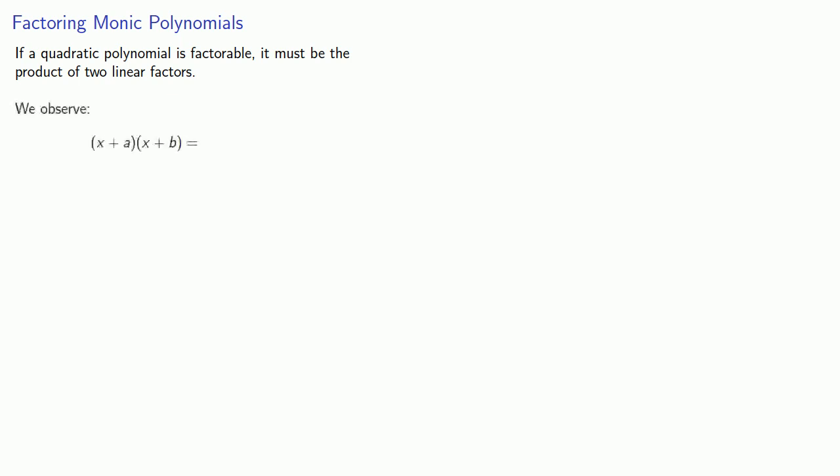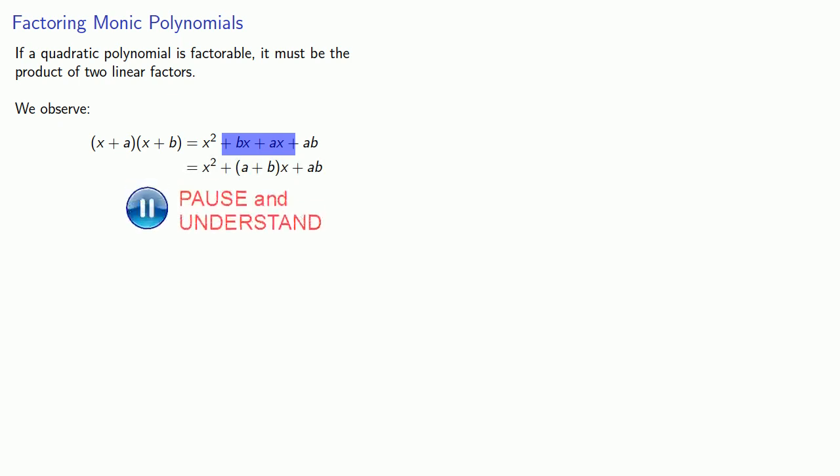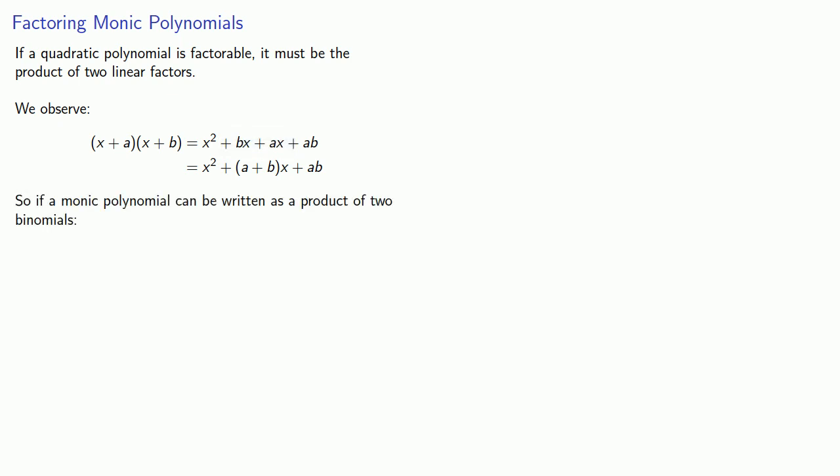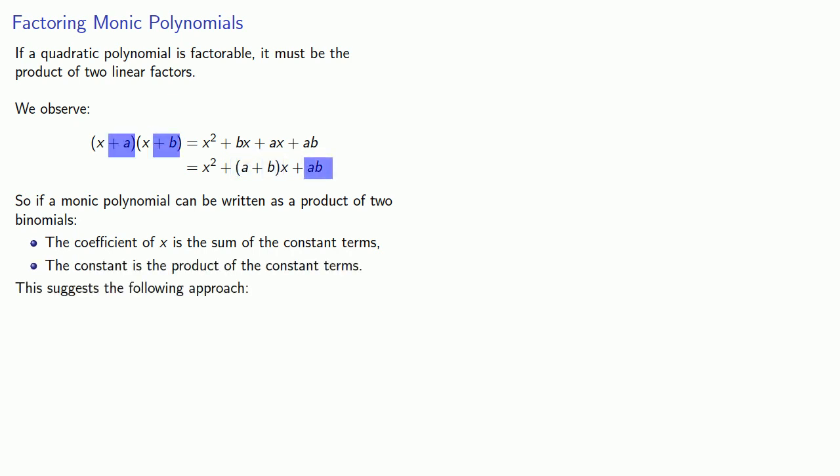And so we observe that if I multiply x plus a times x plus b, I get x squared plus bx plus ax plus ab. And the thing to notice is that these two terms here in the middle can be rewritten as a plus b times x. And so this means if a monic polynomial can be written as a product of two binomials, the coefficient of x has to be the sum of the constant terms, and the constant itself is the product of the constant terms. And this suggests the following approach, which is known as trial and error factorization.